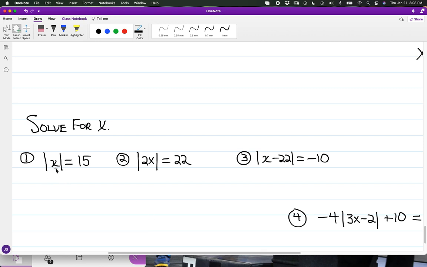So we have first the absolute value of x is equal to 15, and so we have k represented by 15, which is a non-negative number, and so we are going to have solutions for x. If k is 15, then x is equal to plus or minus k. So we have those numbers that will be 15 units away from 0, and those numbers will be positive and negative 15.